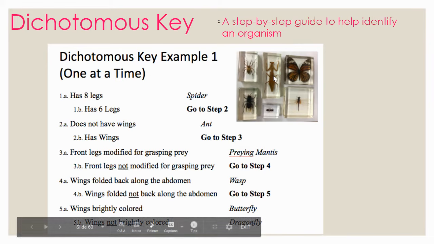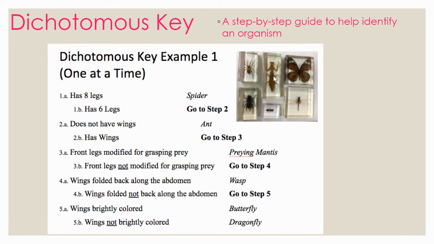I know that just because I'm familiar with praying mantis, but how would I have figured that out? Let's say I've never seen any of these bugs before, and I've got to figure this out. What I have to always do first is go to step 1. It doesn't matter what kind of organism you're doing, you always start at step 1 in a dichotomous key. So I look at this organism right there, and I say, does it have 8 legs or does it have 6? Well, 1, 2, 3, 4, 5, 6. It has 6 legs. So the instruction says go to step 2.